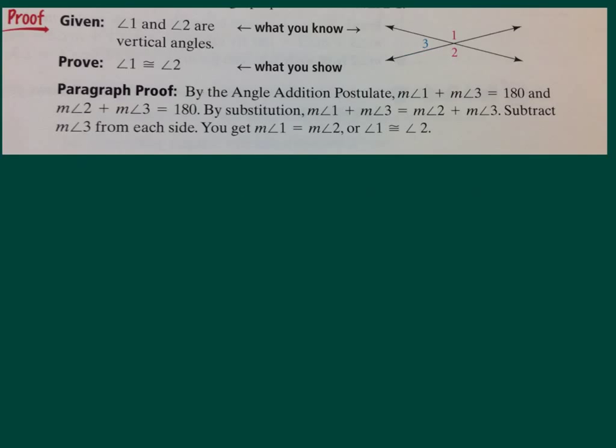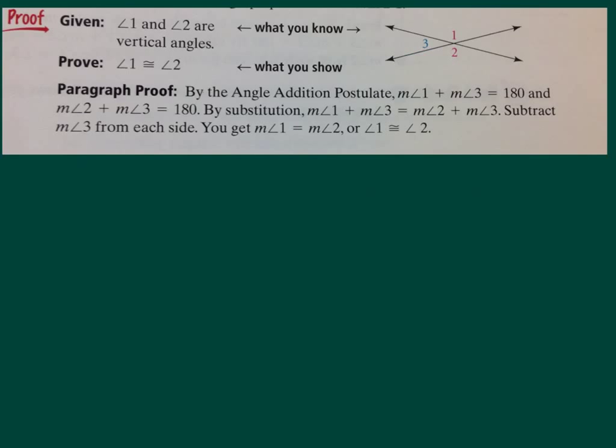I just thought I would introduce the different types of proofs. Here is a sample of a paragraph proof trying to show the vertical angle theorem to be true. Vertical angle theorem states if you have vertical angles, like angles 1 and 2, that they must be congruent. So we start with vertical angles 1 and 2, that's given, and we're trying to prove angle 1 is congruent to angle 2. Well, if we look at a paragraph proof, we know that angles 1 and 3 add up to 180. Why? Angle addition postulate. If you got a straight angle, the angles add up to 180.